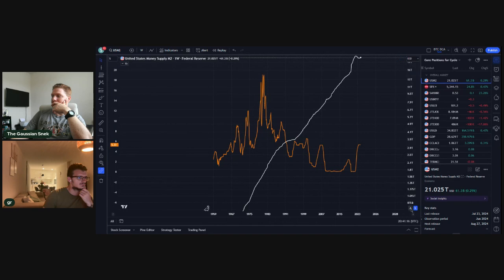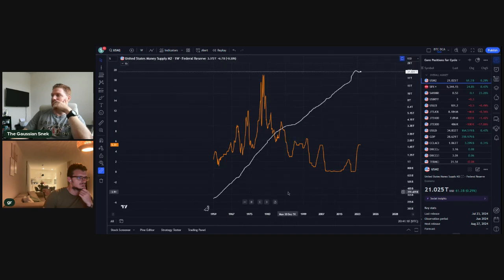Let me do an auto on this. I can fit all that. Okay, so that's the money supply since the 1950s. And these are the interest rates. And you can see the interest rates in the 80s were up near 20%. Money supply has never had this happen in its history.